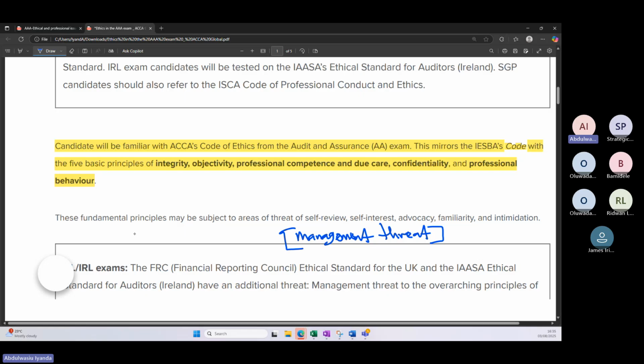I think you can always remember the threats to the fundamental principles using this mnemonic called AFIS. The A is for advocacy. We have familiarity, we have intimidation, the self-review, and we also have the self-interest. So apart from these five, there is also what we call management threat. This occurs whenever you as an auditor are carrying out tasks that are the responsibility of the management. It is not your responsibility, but you are being asked to do it. Then that is what we refer to as a management threat.